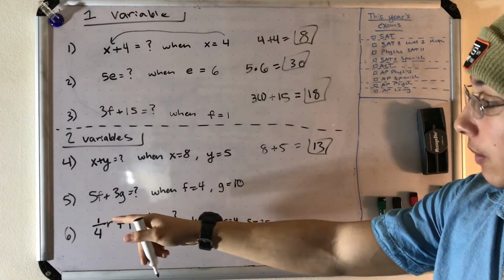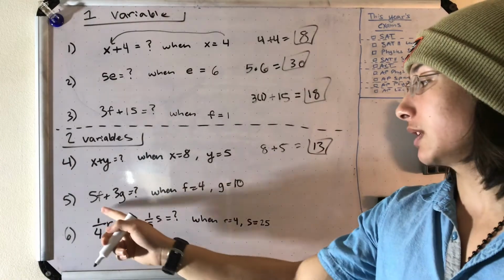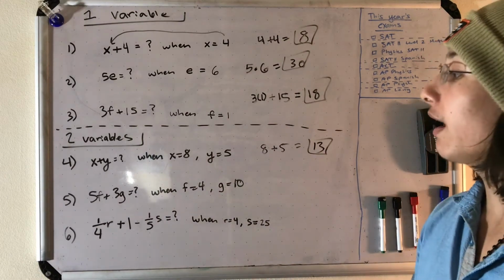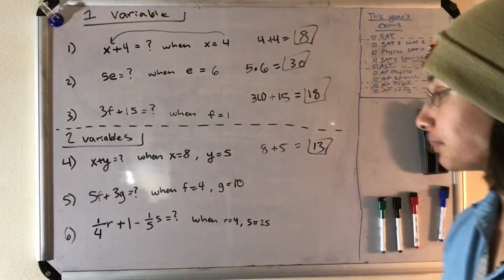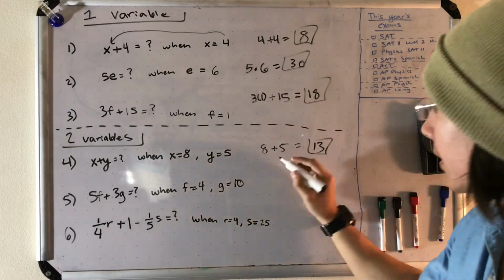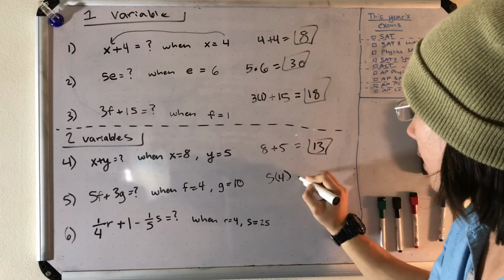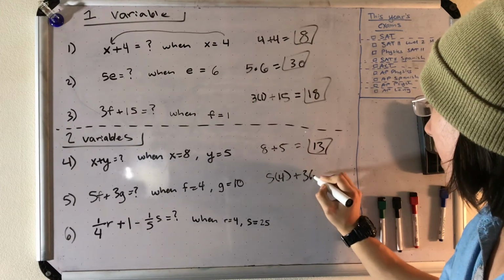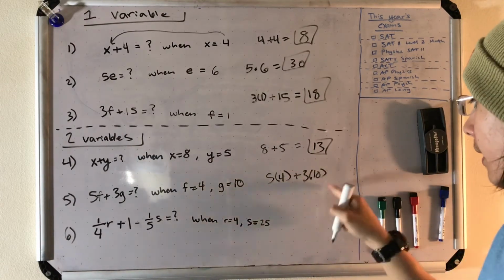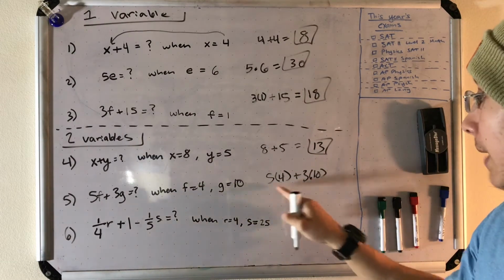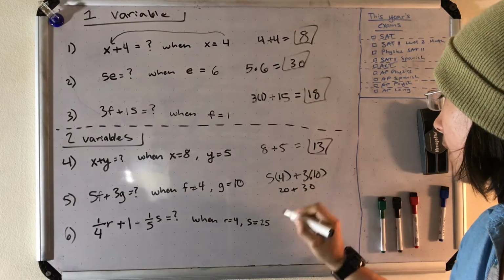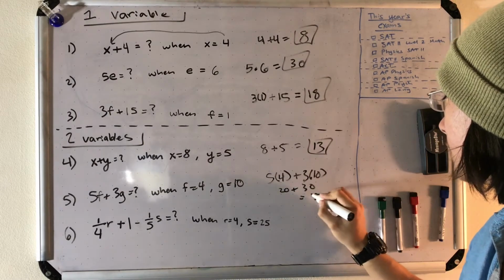And so we got number 5 now. We have a slightly more complicated problem. Each of these has a coefficient, right? 5f plus 3g is equal to what when f is equal to 4 and g is equal to 10? No different than any other problem here. Just substituting. 5 times 4 plus 3 times 10, right? So 4 here, 10 there, and then we're just going to simplify. So 5 times 4 is 20, plus 3 times 10 is 30, and that reduces to 50 as your answer.